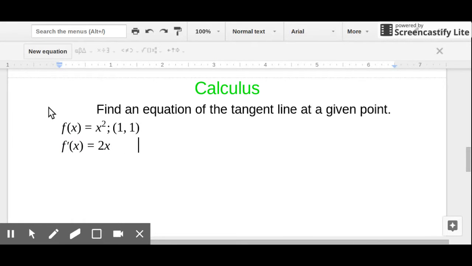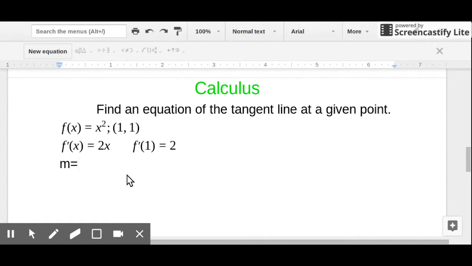So we're trying to find the equation of a line that passes through the point (1, 1) and has a certain slope. Now remember, we've got to find the slope. Remember the slope of the tangent line at that point. We did this in the previous section, so we plug our x coordinate, the number right here in our ordered pair, into the derivative. So 2 times 1 is just 2. So we know that that's the slope of the tangent line.